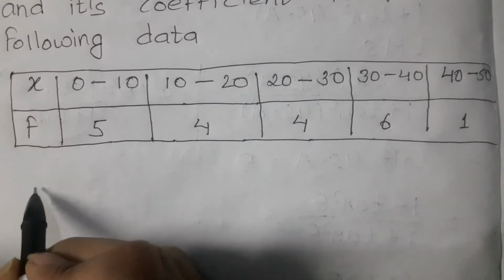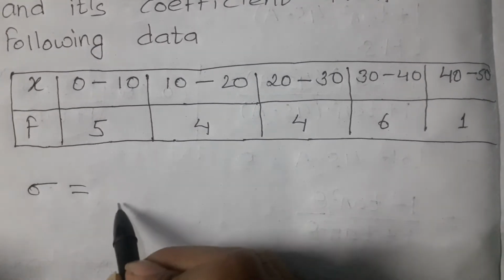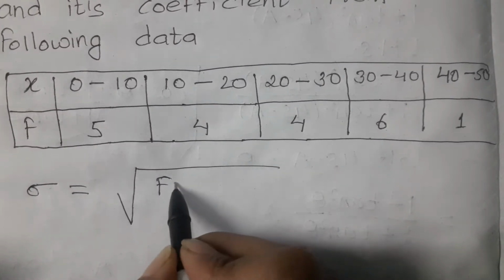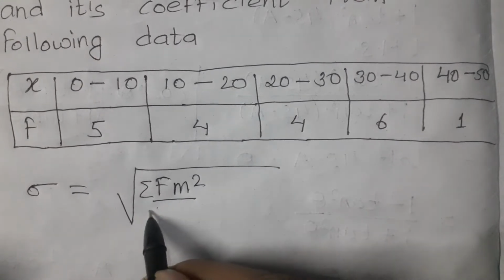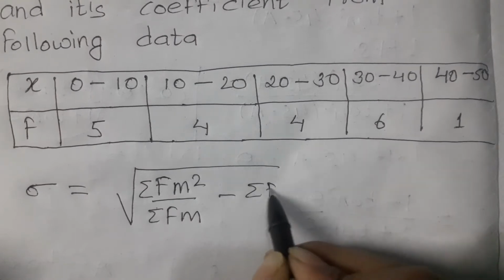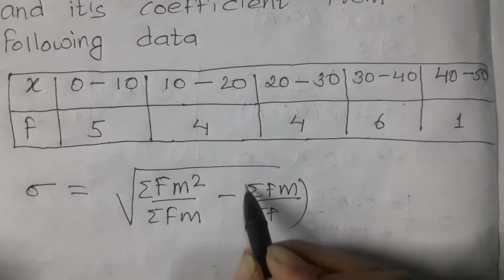So first you need to know the formula. The standard deviation formula is like this: there is a big root, and under it, summation fm square divided by summation f, minus, summation fm divided by summation f, whole square.